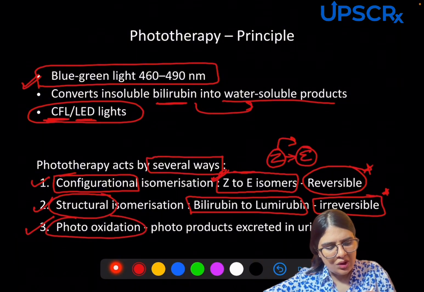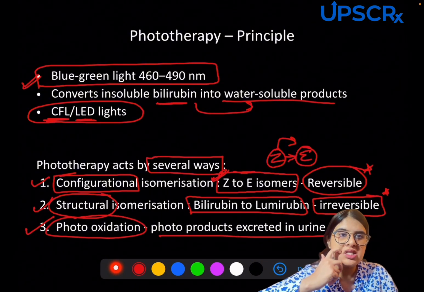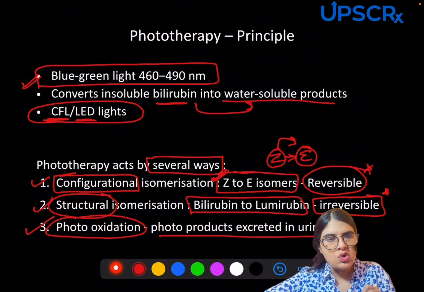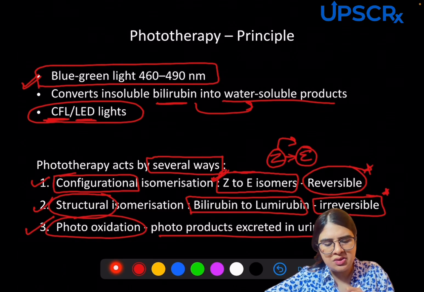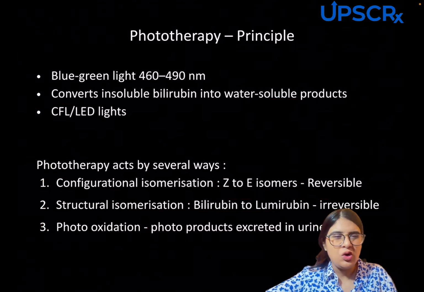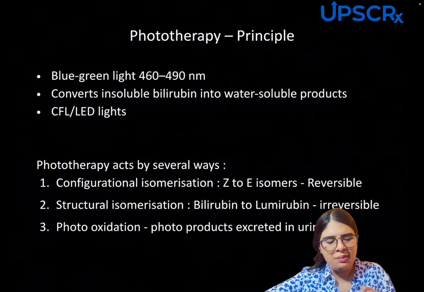Now this photooxidation takes place, and these photoproducts can be excreted in urine. Okay, so configurational isomerization, structural isomerization, and photooxidation. These are the 3 steps in phototherapy. Not much to understand. Basically, you have to remember these 3 things that are given.